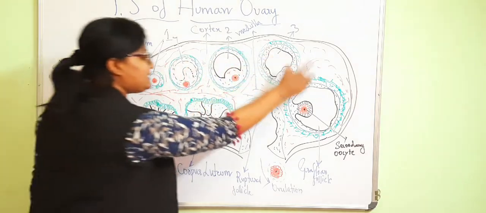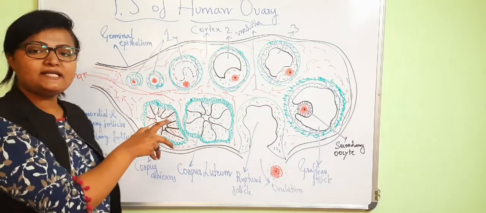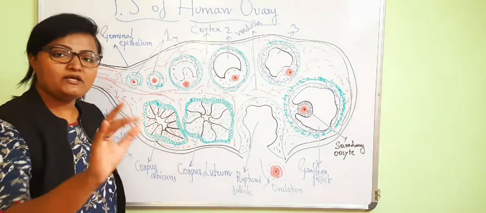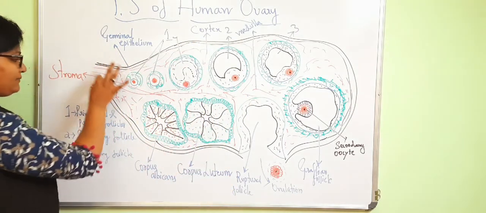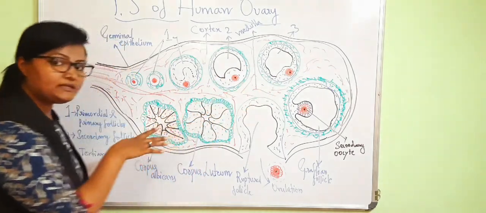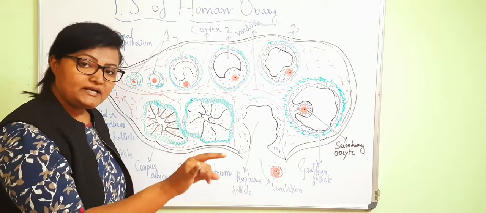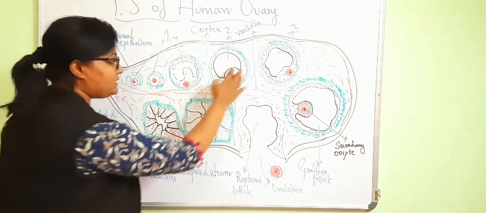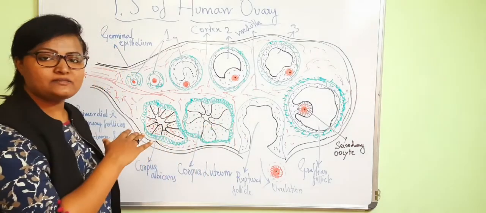All this follicle development specially takes place in the cortex region, not in the medulla. In the medulla, there is a blood supply connection to the developing follicles, which in turn supplies blood, nutrients as well as hormones to the different follicles.